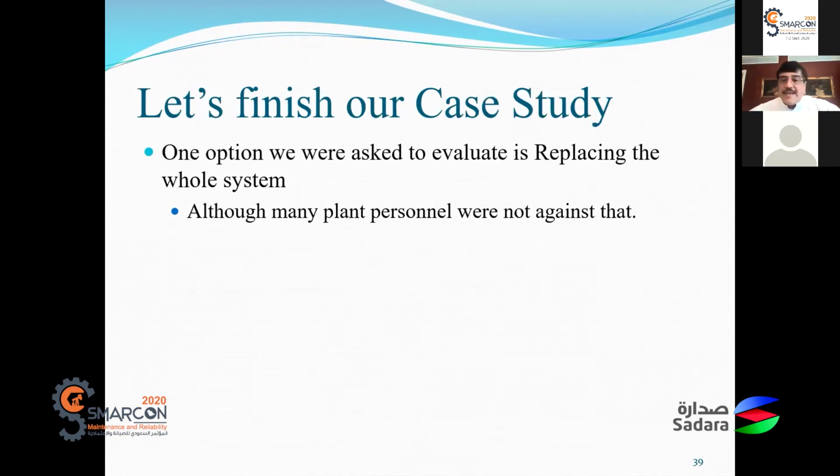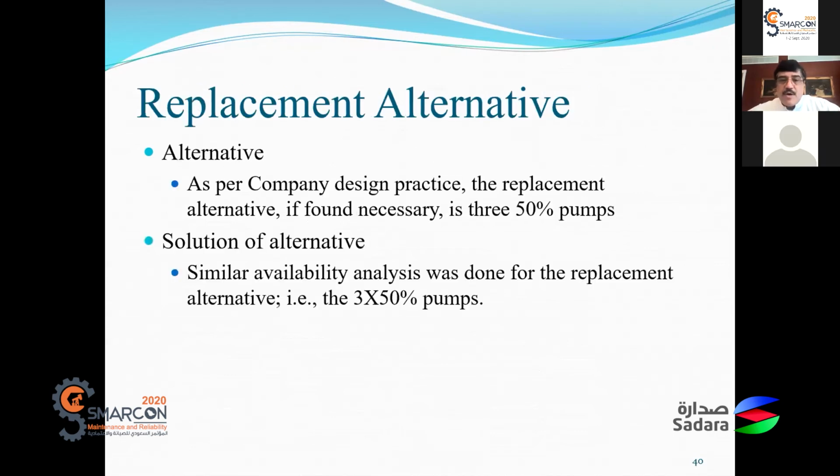Just to complete this story, what happened to it? Some people decided, no, we want to look into replacing these pumps and see if it is cost effective or not. So we went to the facility planning department and asked, what if we replace these pumps? They said, okay, if you replace them, we're going to give you 3 50% pumps. That means if your requirement is 80,000, we're going to give you 3 pumps of 40,000 each.